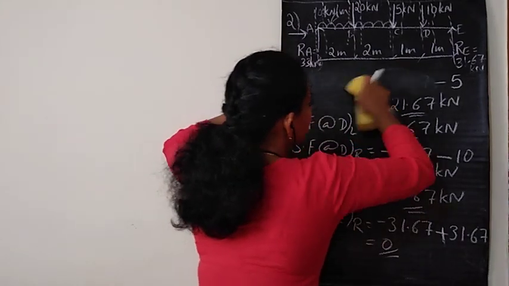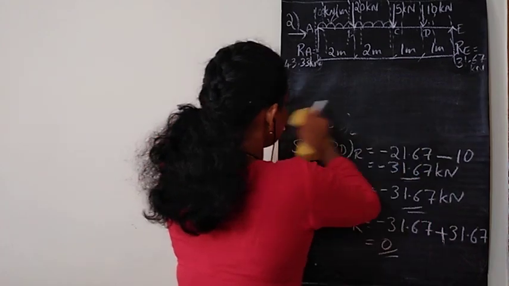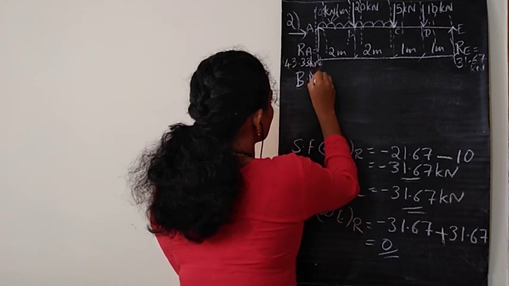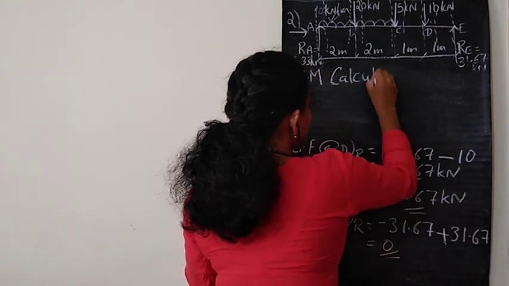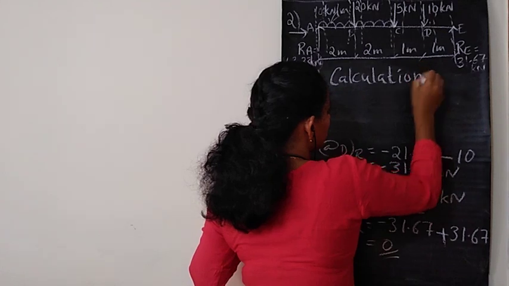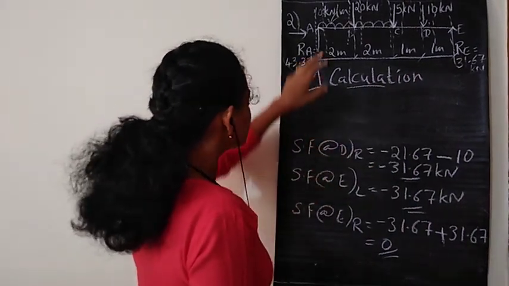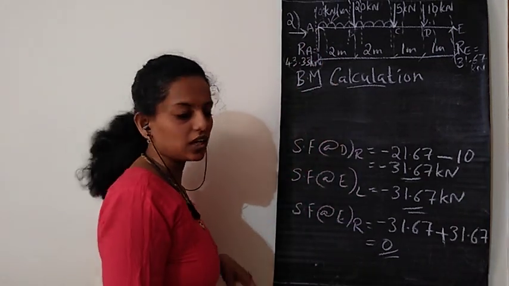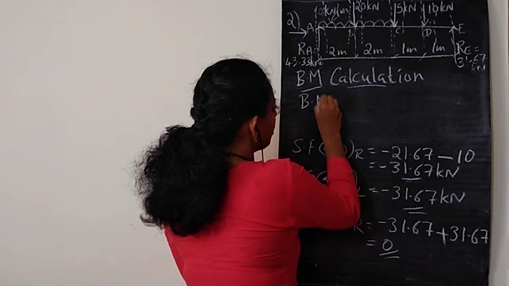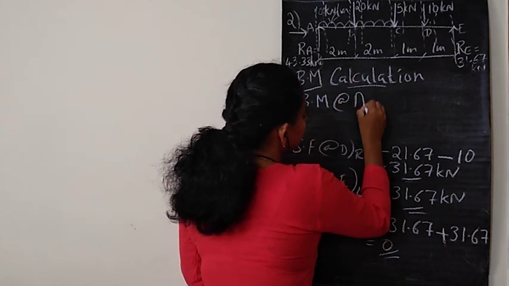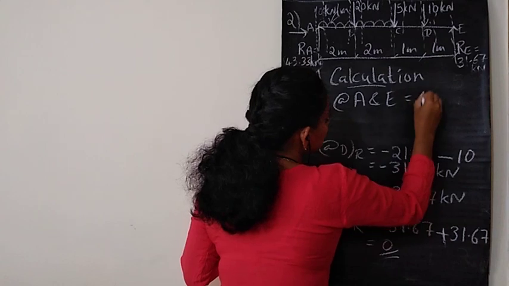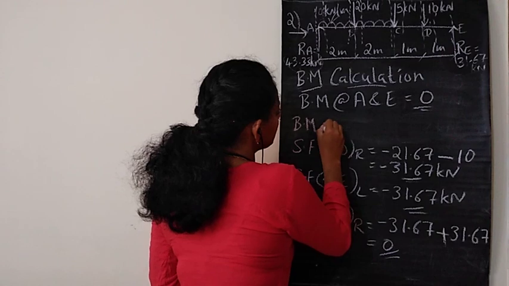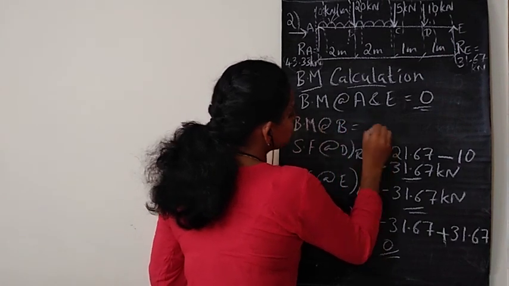Next will come the bending moment. You know that bending moment at a free end will always be 0. Only in the case where there is any moment acting on that point do you have to consider the bending moment. Otherwise, at the free end it will always be 0. That is, bending moment at A and E equal to 0. Next we'll see bending moment at point B.